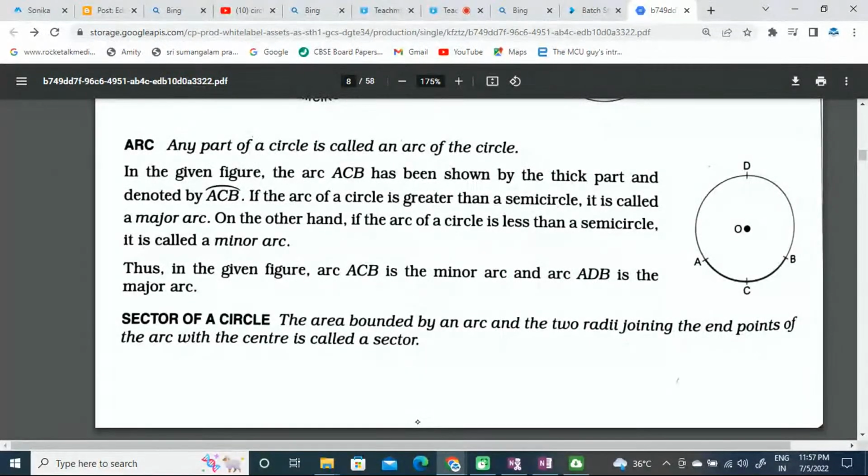Any part of a circle is called the arc of a circle. In the given figure, the arc ACB has been shown by the thick part and is denoted by arc ACB. If the arc of the circle is greater than a semicircle, it is called a major arc. On the other hand, if the arc of the circle is less than a semicircle, it is called a minor arc.